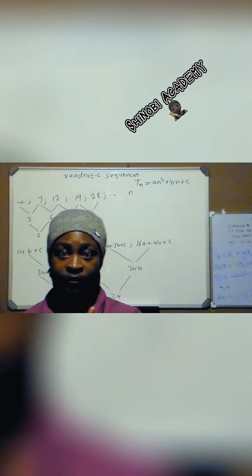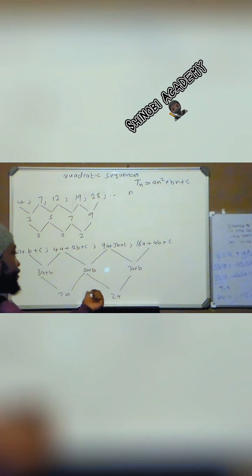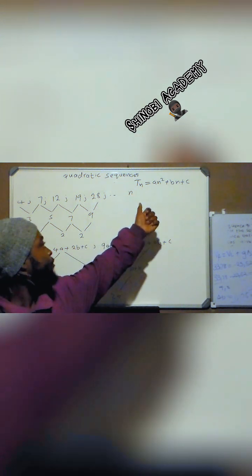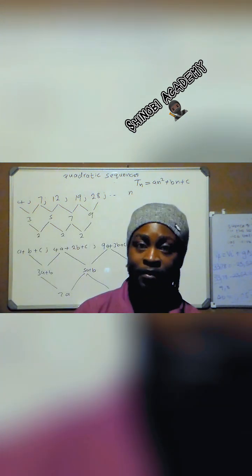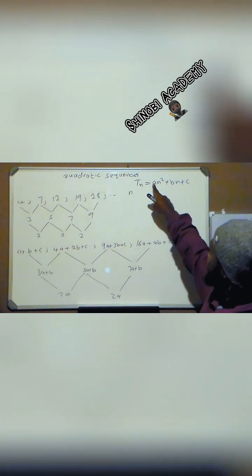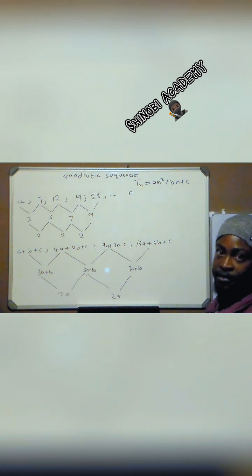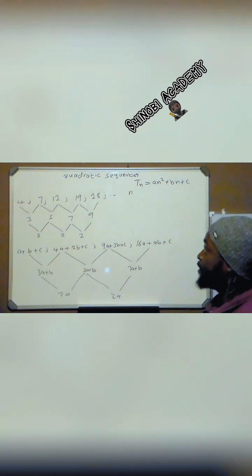So in the last part of this video, we derived this from the general term of our quadratic sequence, right? So we're going to use it to find the values of A, B, and C, so that we can find any term in any given quadratic sequence. So what are we going to use here?